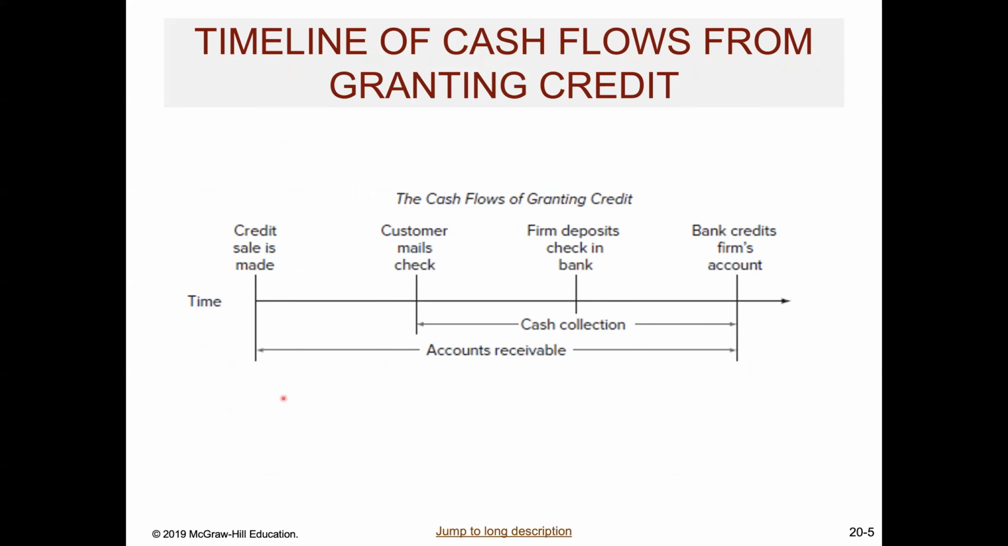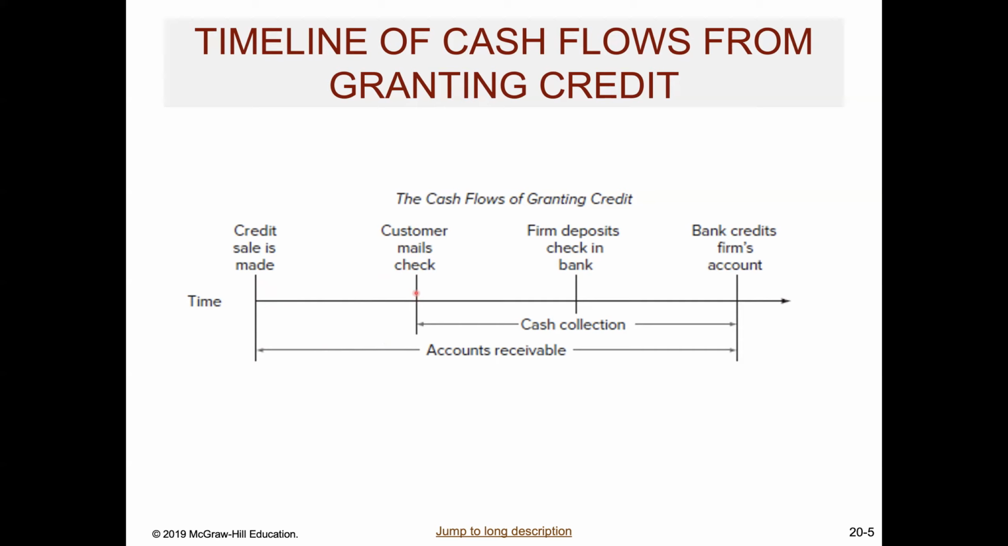So this shows a timeline of cash flows from granting credit. So time here, we've got the initial point where the credit sale is made. So the customer walks away with the product, but we don't have the money yet. So credit sale is made. And so now we have an accounts receivable. The customer owes us the money, and so it's on our books.